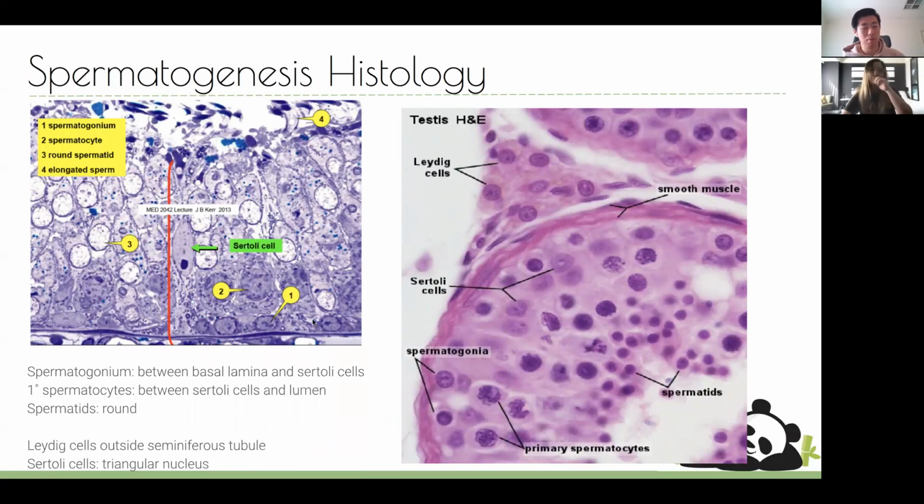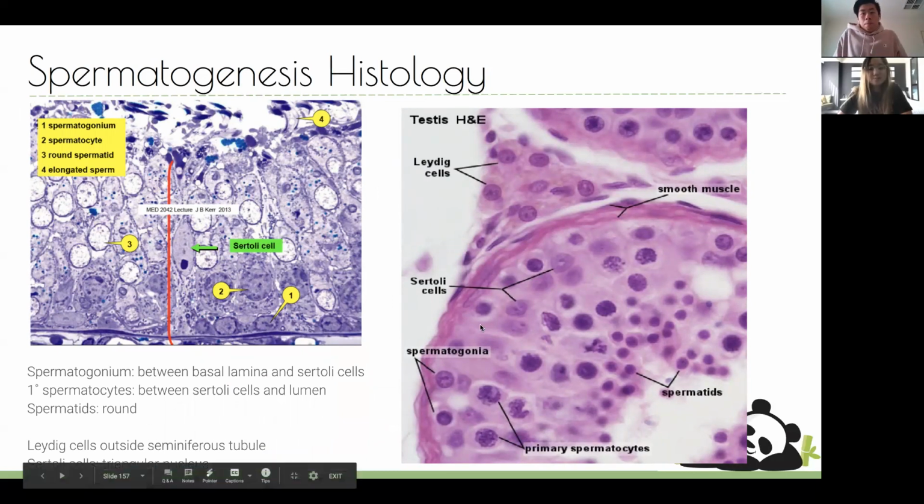Another good thing to know is that spermatogonia are always going to be nearest the border, because they're your progenitors, and then the spermatids will always be closest to the lumen. But yeah, it just goes up.